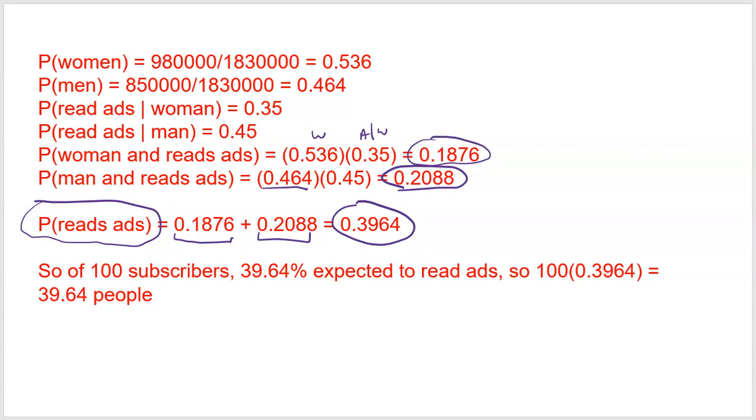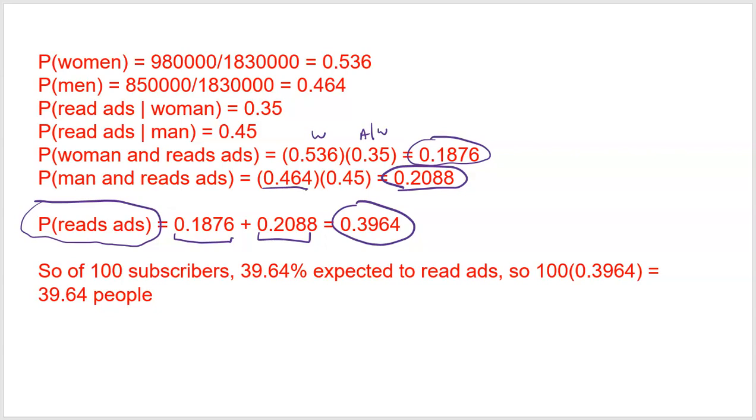So 100 times 0.3964, pretty easy to do that math in your head, is 39.64 people. So remember, I want the decimal, because this is an expected value in the long run. If we were to look at 100 customers, 100 customers, 100 customers, over and over again, in the long run, we would expect 39.64 people to read the advertisements.